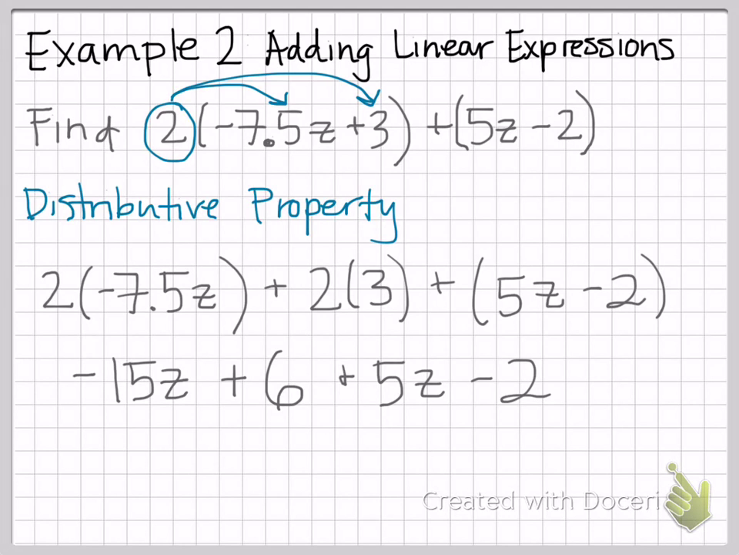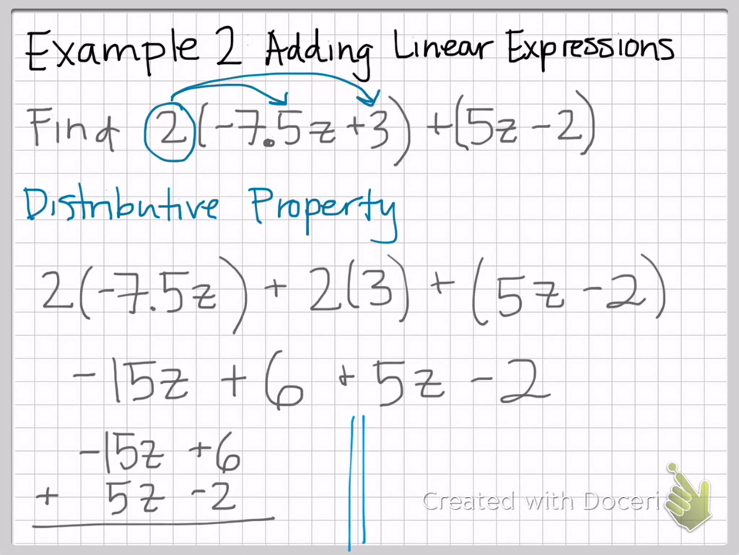I have them all written out. What do I want to do? I could do the vertical method or I can do the horizontal method. I'm going to do both, just to show you. Let's start off with the vertical method. Remember, it says to align your like terms. So I have a negative 15z and I have a 5z. Then I have a positive 6 and a negative 2. And I'm going to add those.